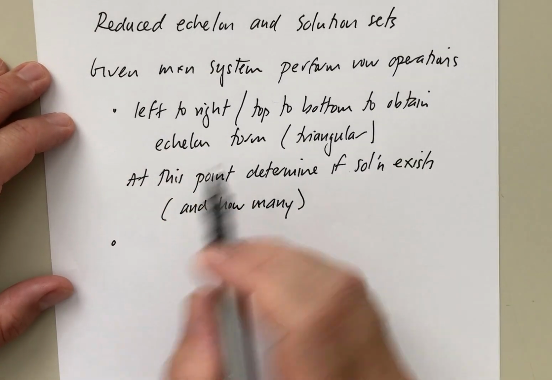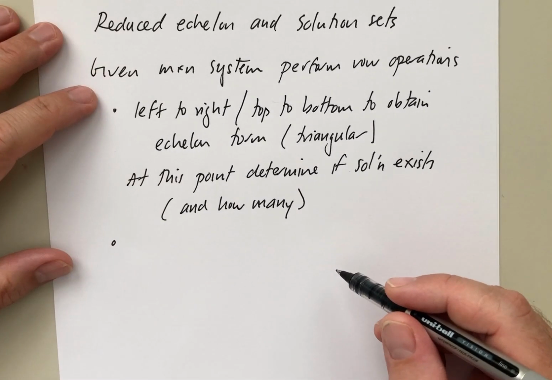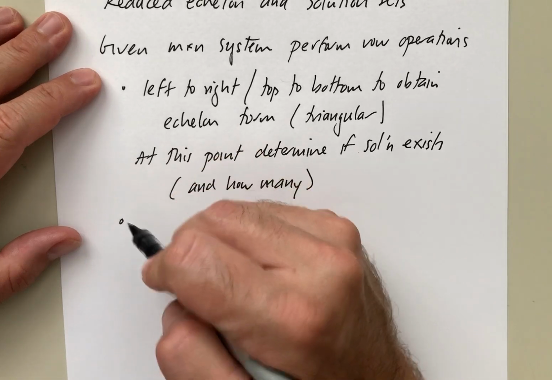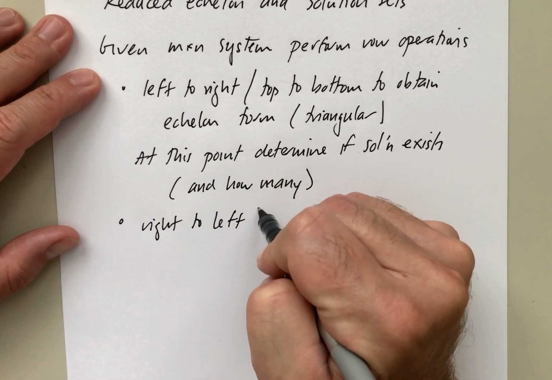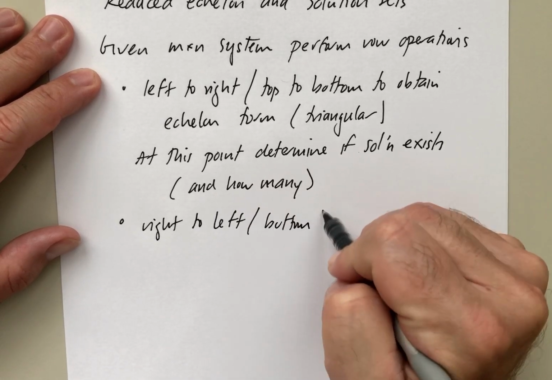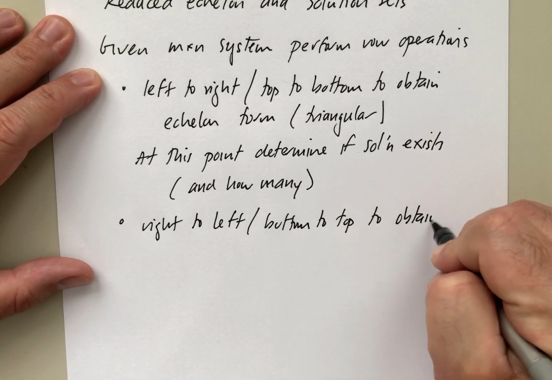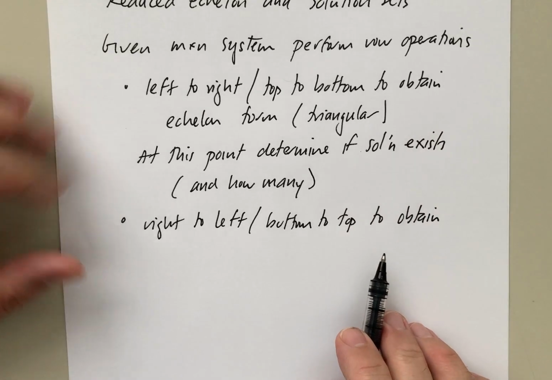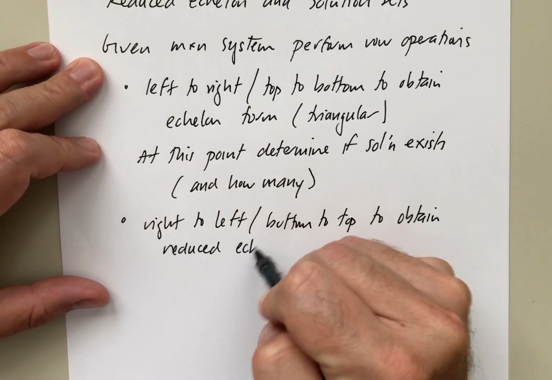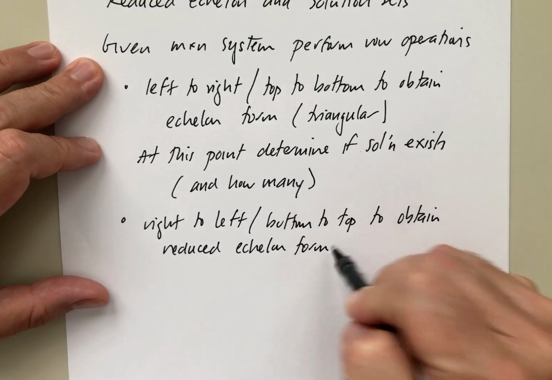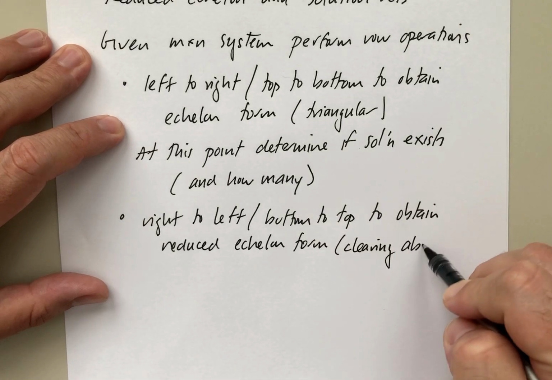But then after you do that, if you want to know more, right? At this point we know if the system has a solution, and I can actually tell you how many there are if they do exist. But if you want to go right to left, bottom to top, this is how we clear pivots above. This is how we get the reduced echelon form. So this is clearing above pivots.